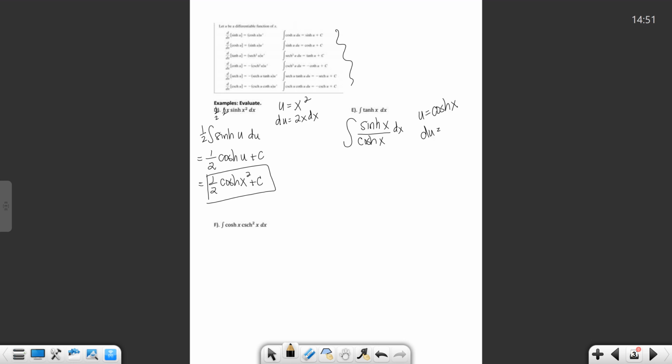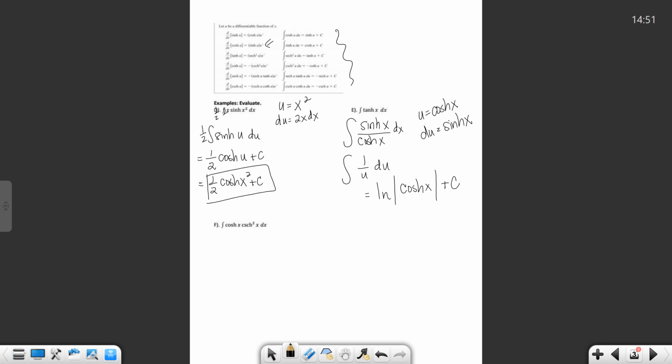Okay, so then the derivative of the hyperbolic cosine, you can see it right here, is hyperbolic sine. So those negatives aren't the same as they are with regular trig, so watch that. So then this is everything I need, so this becomes the integral of 1 over u du, which is equal to natural log of the absolute value of u, which is hyperbolic cosine, plus c.